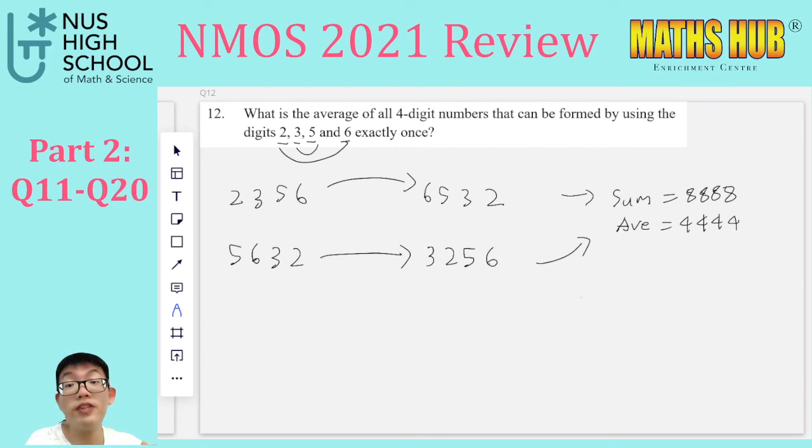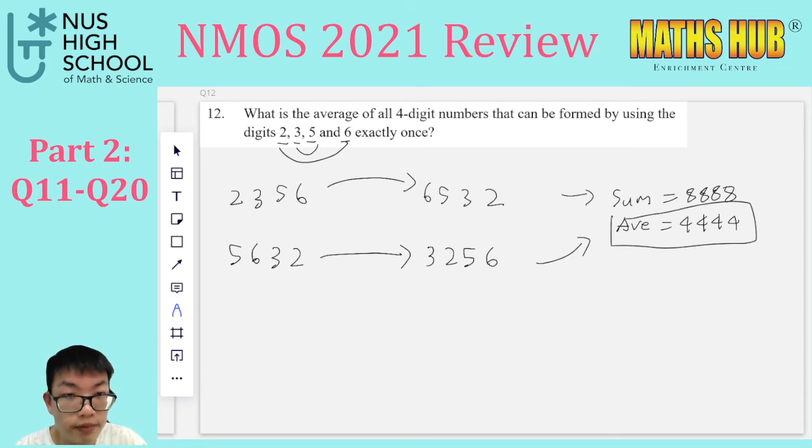Now the importance of this is that among all your 4-digit numbers, you can always pair them up into 2 numbers that sum to 8, 8, 8, 8, and so therefore the average of the whole thing will be just 4, 4, 4, 4 in the end.